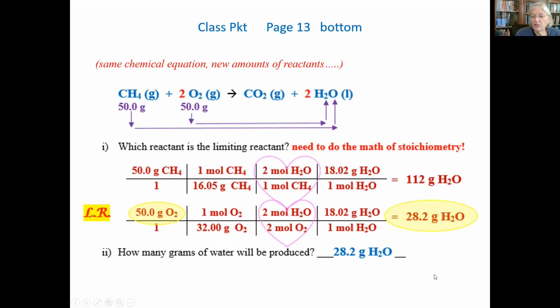All right, so this is what you should have on your paper. Taking the 50 grams of methane through stoichiometry, you get 112 grams of water. Taking the 50 grams of oxygen through the stoichiometry, you only get 28.2 grams of water. You have to do 2 problems to solve a limiting reagent problem. But now I recognize the smaller quantity of product will be the actual result. And so oxygen is the limiting reactant. And that's the answer I write for how much water will be produced.